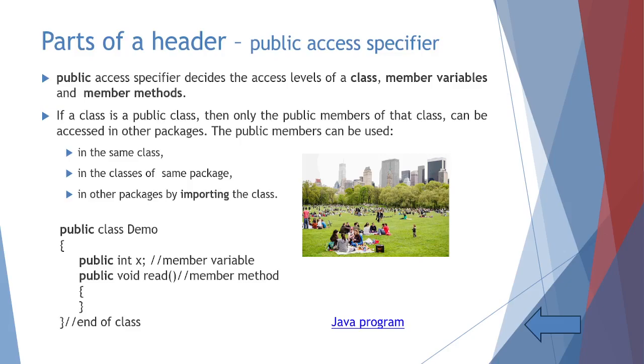Now public class members can be used in the same class, classes in the same package, and other packages by importing the class. You remember import java.util. Just like that, user defined packages can be imported. Public class demo, public int x, public void read. These are all member methods which are public, a member variable which is public, and the demo class is also public. Let's go back to our Java program and understand.